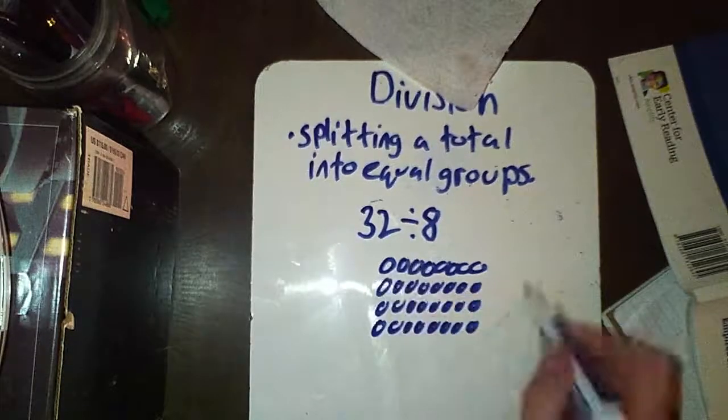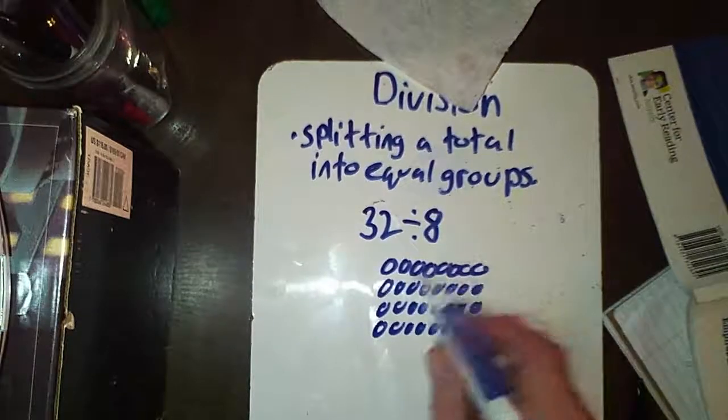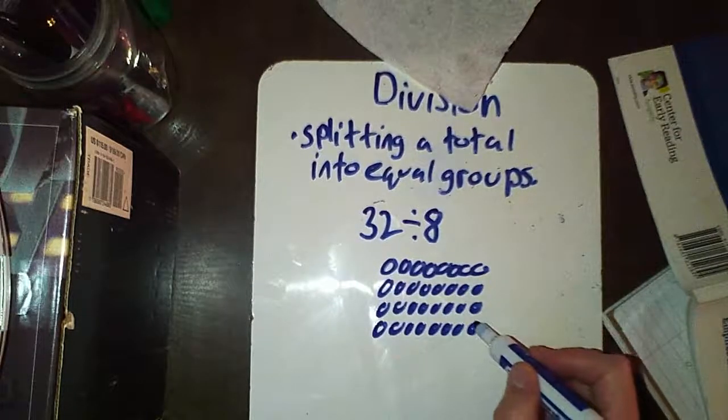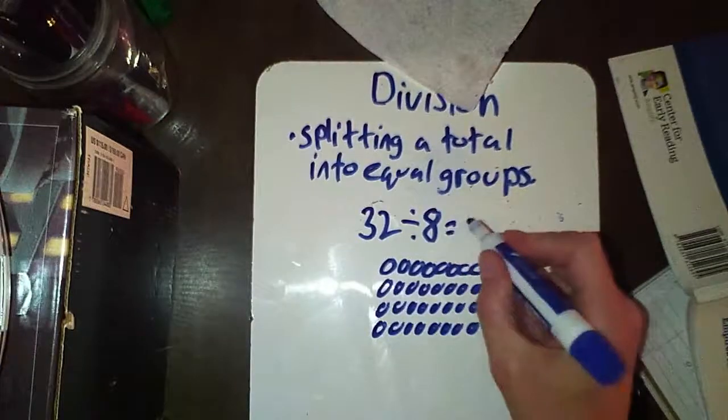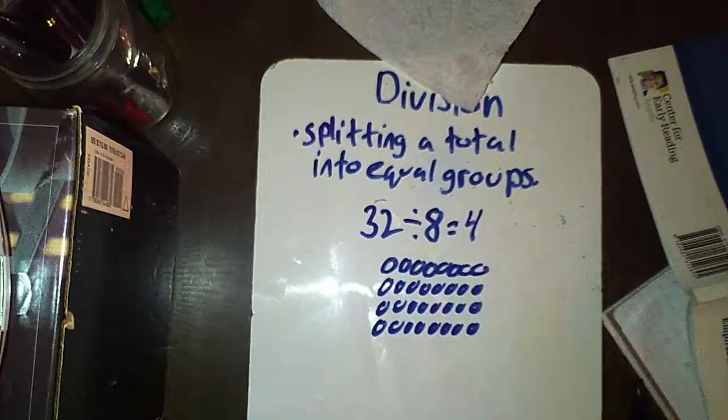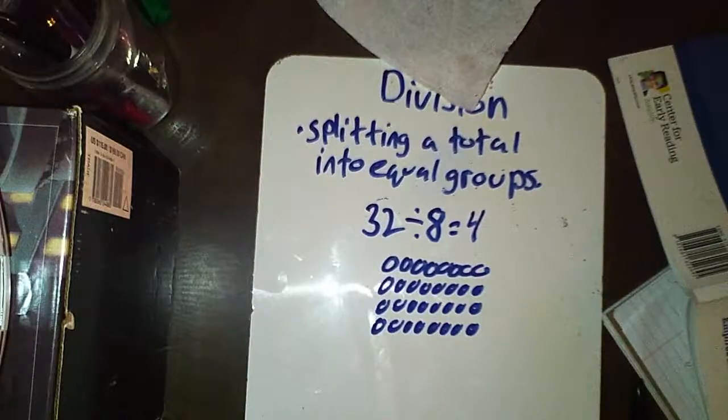So this is 32 divided by 8. It's put into groups of 8. And we can see that there's 1, 2, 3, 4 groups. So 32 divided by 8 equals 4. All right.